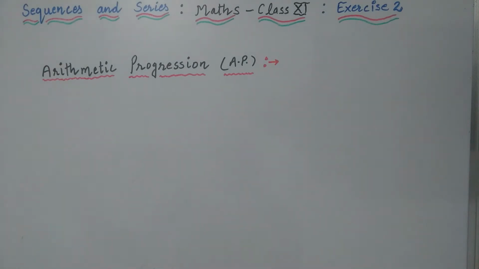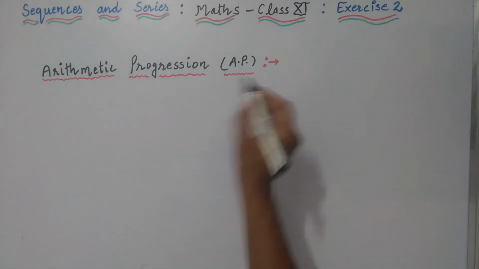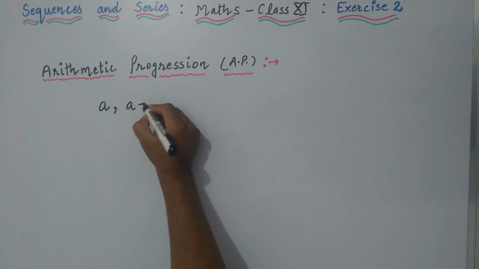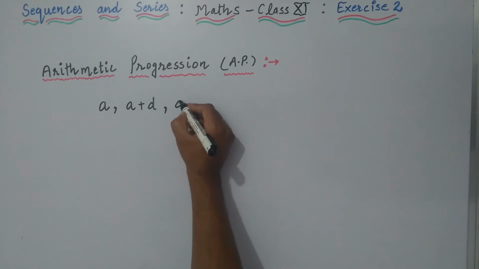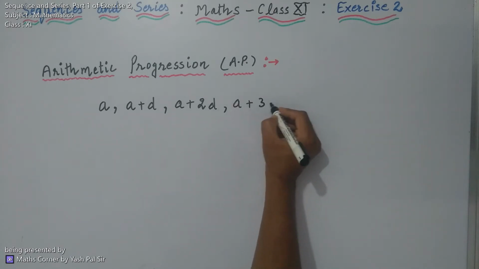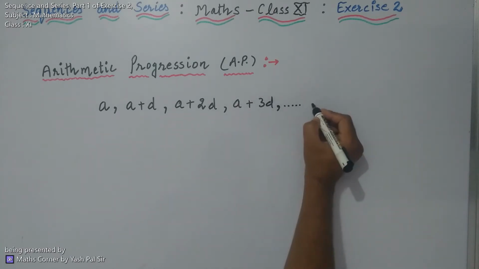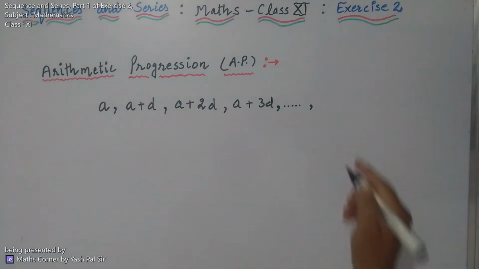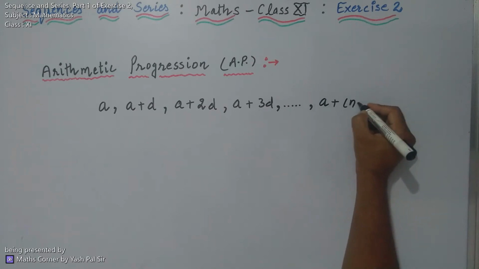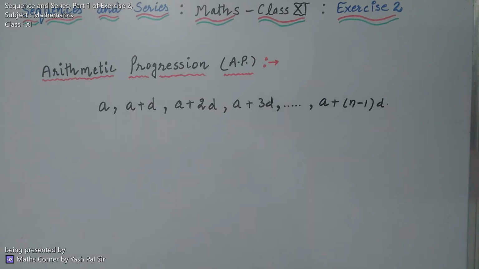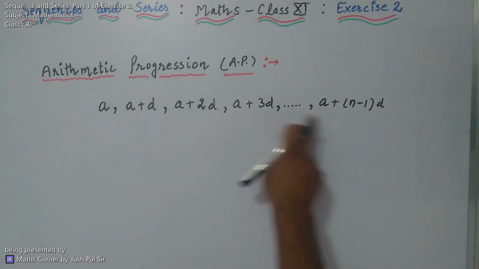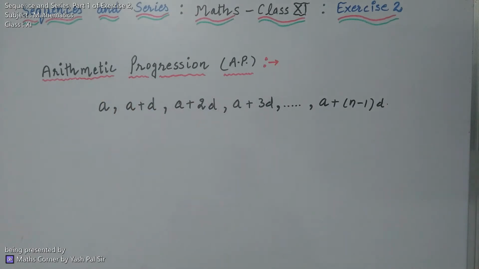So what is AP? The definition is, AP is the sequence having the terms like this: A, A plus D, A plus 2D, A plus 3D, and so on up to the last term, which is also called the nth term, A plus n minus 1 into D. So this is the sequence, and this sequence is called AP, that means arithmetic progression.